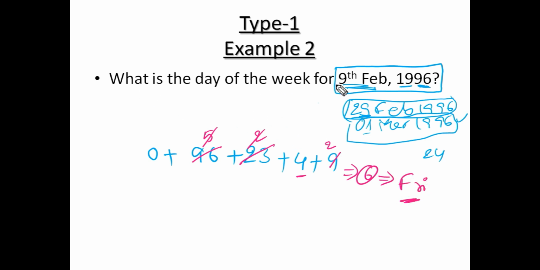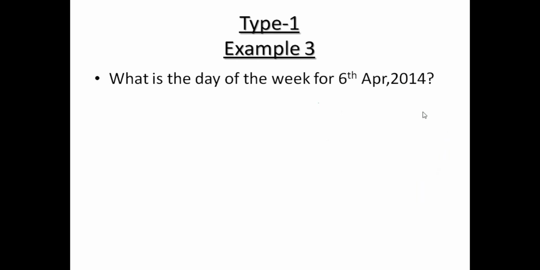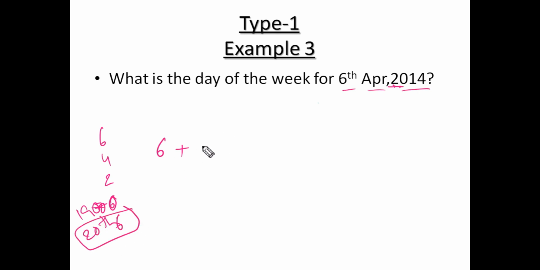So what is the day of the week for the given date? It is Friday. Right. Yeah, next example. 6th April 2014. In which century is it? 20th century. The code is 6. After the 19th century it is the 20th century, so the 20th century code is 6. How many years are there in that century? 14 years. How many leap years are there in 14 years?